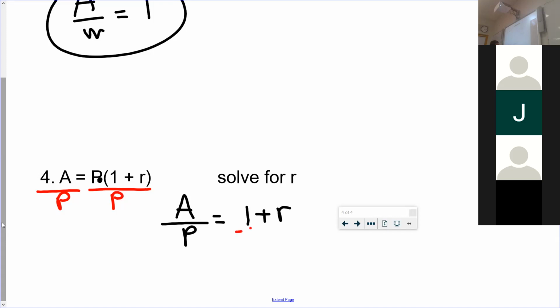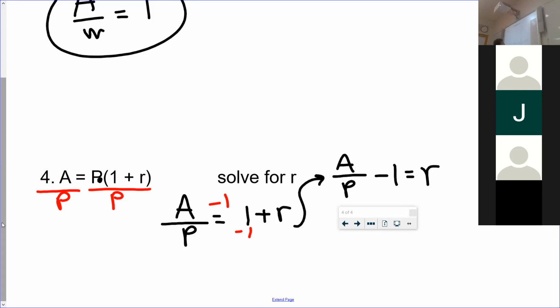From there, you're going to subtract 1 on both sides. It looks like it's going to the denominator. That's not accurate. So your final answer is A over P minus 1 equals R.